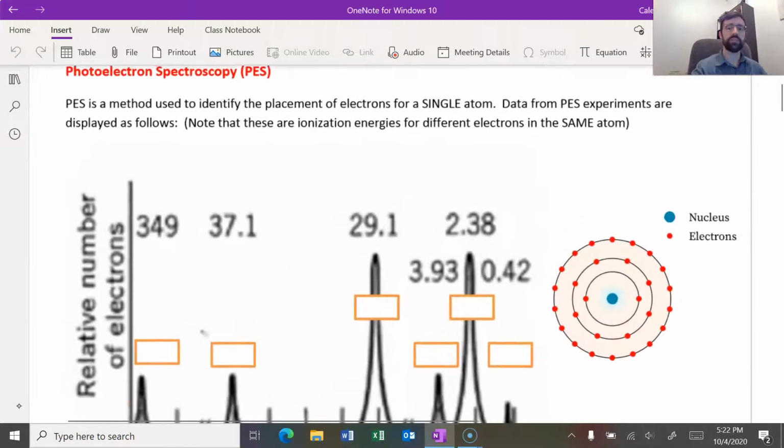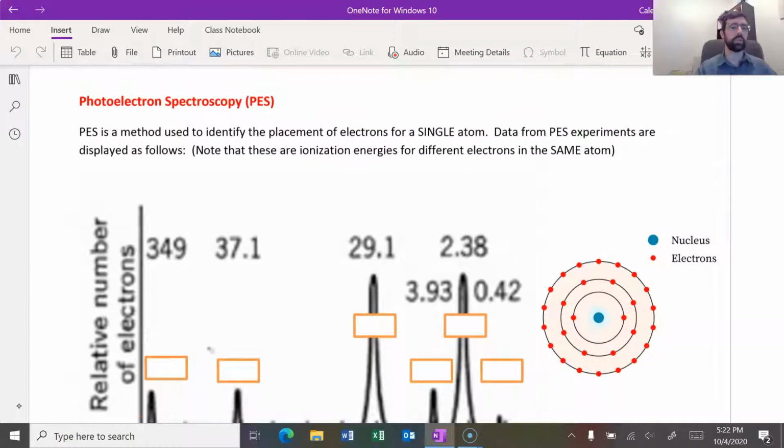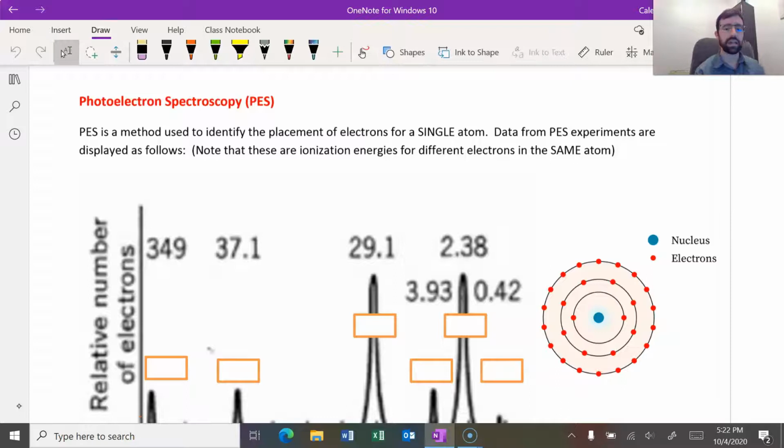So let's get started. Photoelectron spectroscopy, or PES, is a method used to identify the placement of electrons in a single atom. So we're just talking about one atom in this case, but this helps you to identify where the electrons in the atom are, okay? So again, PES is a method used to identify the placement of electrons for a single atom. The data from PES experiments are displayed as follows.